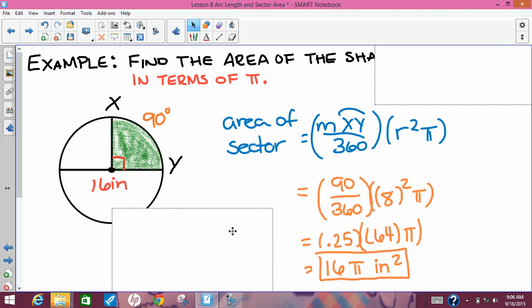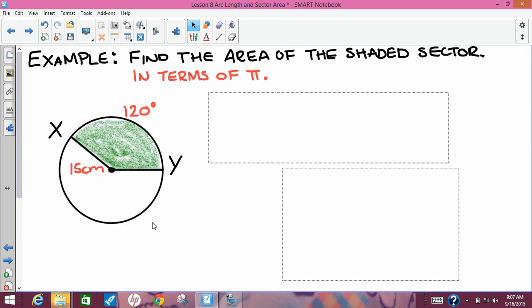So we're doing some simplifying here. And in the end, we get that the area of the circle is 16 pi. And area, remember, our units are squared, so we have 16 pi inches squared. So pause here, find the area of the green sector in terms of pi.